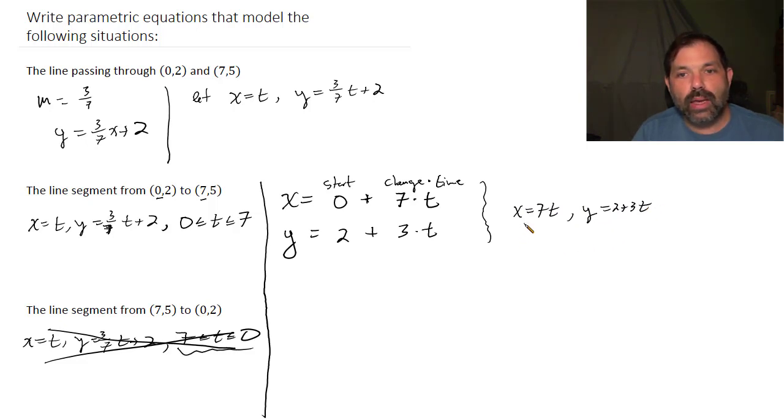And notice that if t is 0, I get x equals 0, and if t is 1, I get x equals 7. So I let the t change from 0 to 1. This is usually the preferred way to write line segments: to think of the x as having a starting value and a change over time, the y as having a starting value and a change over time, and to let the time go from 0 to 1.